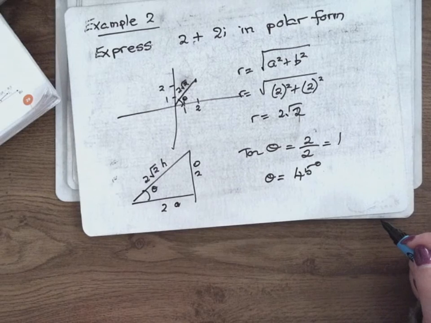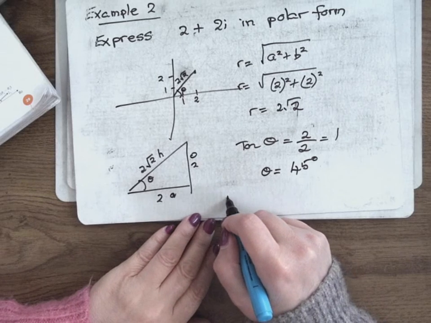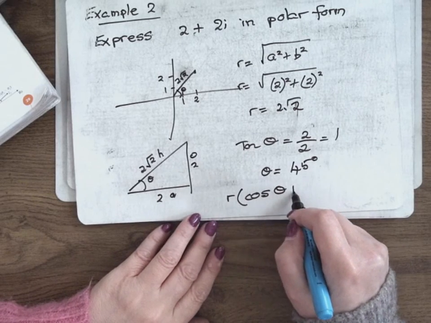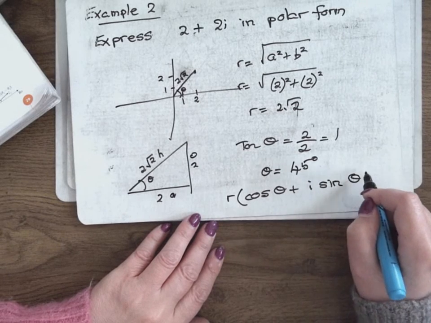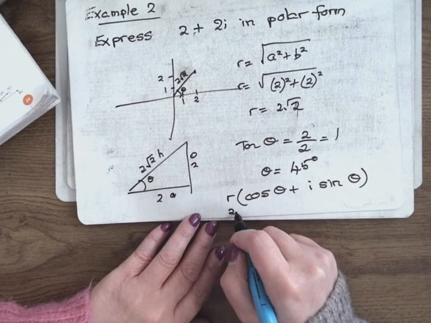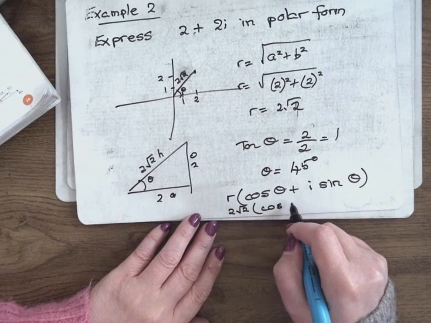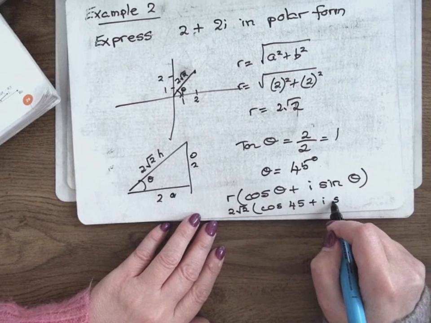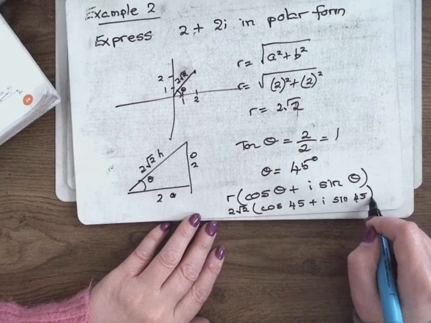Right, okay. So in polar form, girls, that is r times cos theta plus i sine theta. I just figured that r was 2 root 2. Theta turned out to be 45. So it's 2 root 2 times cos 45 plus i sine 45. Is that okay? That's your answer. That's it, written in polar form.